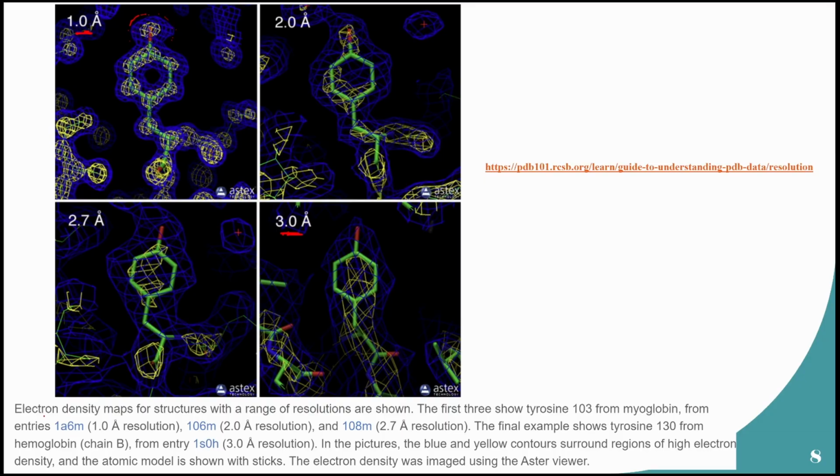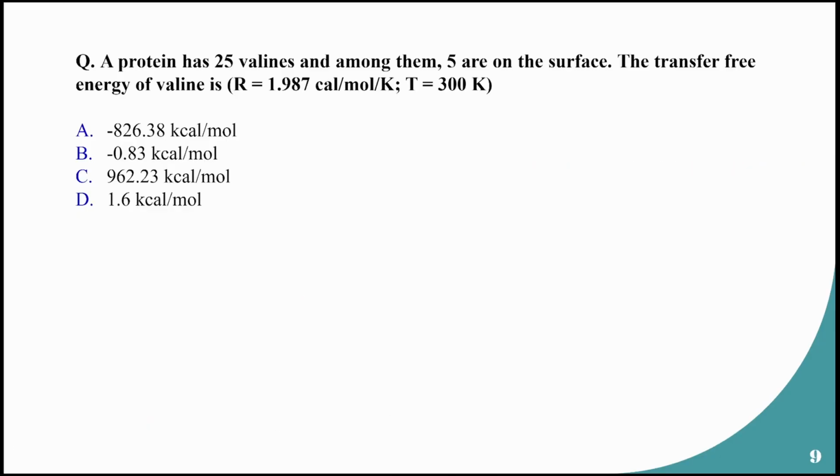In this case, it is talking about the electron density maps for structures with a range of resolutions. Here, for example, all of them are from a tyrosine residue, right? Tyrosine 103 from myoglobin. Then you have this residue with a 2 angstrom structure, 2.7 angstrom, and 3.0 angstrom as well. If you compare the resolutions, you will of course see that the lower the value, the better the quality of the structure. So that's just a visual representation for it, right?